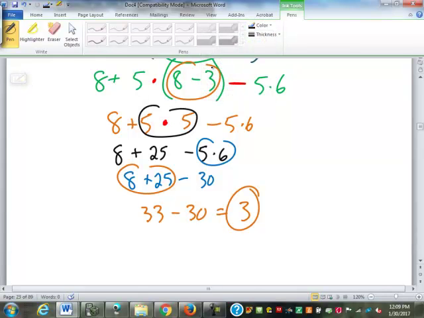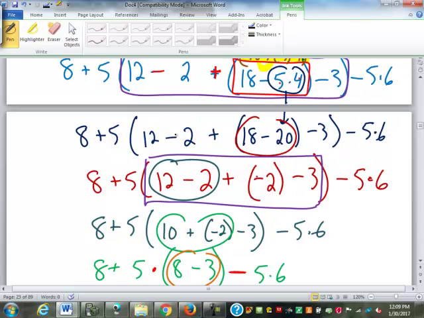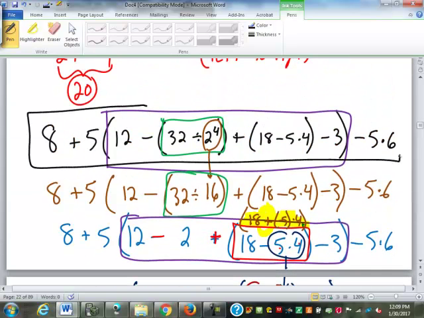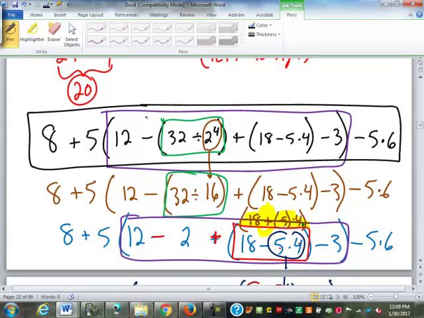Now I will let you off the hook. If you have a scientific calculator, and if you do carefully type this whole problem in, it will give you the correct answer. The scientific calculator will do order of operations correctly.